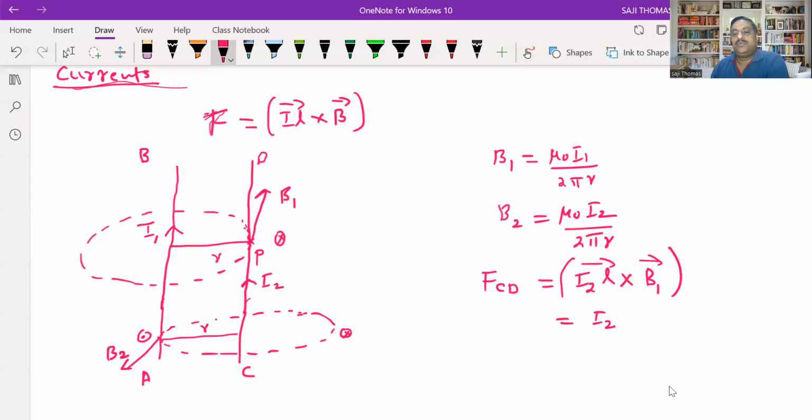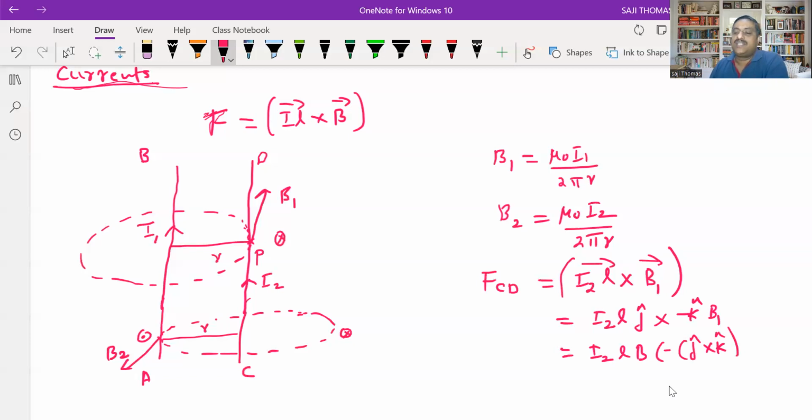Now I2 into L into, you know, current direction is positive Y direction. So I am writing J hat. Cross this B1. B1 is into the plane of the paper. It is minus K direction. Minus K hat into B1. Okay. So we can write I2 L B1 minus J cross K.